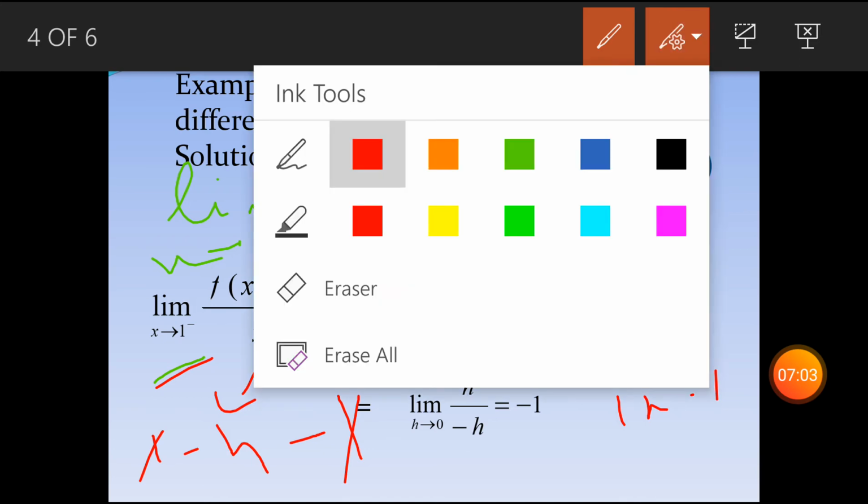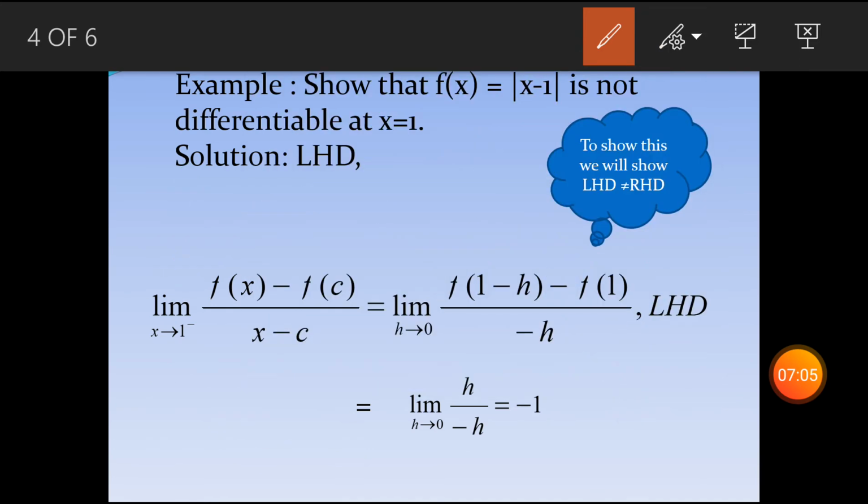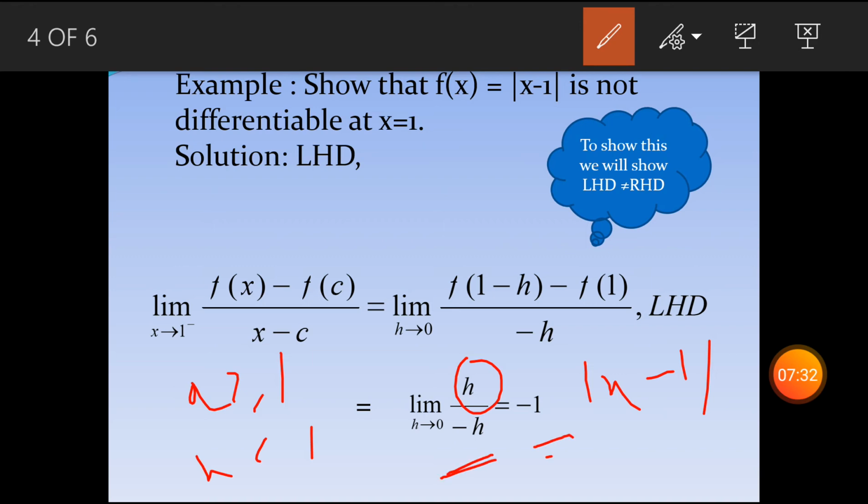Just pay attention. Mod function you know very well. For |x - 1|, this function can be defined in two ways: for x greater than or equal to 1 and for x less than 1. So here the case is x less than 1. For x less than 1, this function will become h. So h upon minus h will give you minus 1.